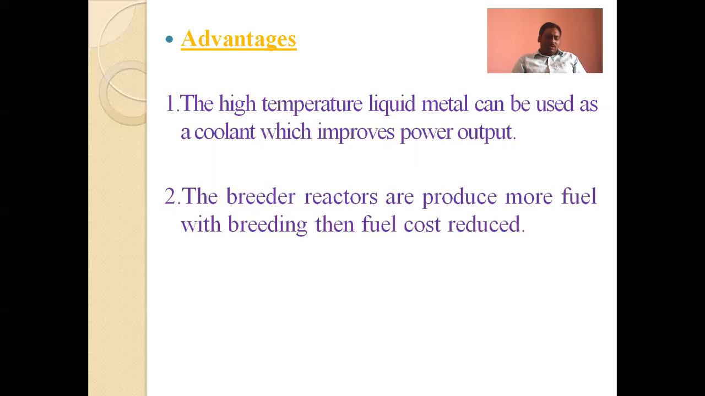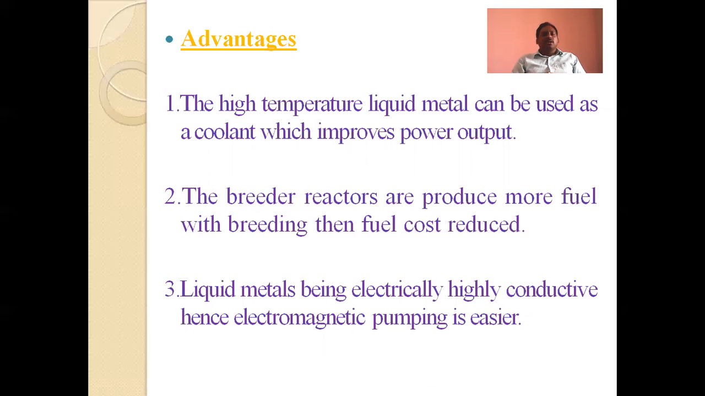Next, we are using breeding action in breeder reactors. That's why more fuel is produced, and the cost of fuel can be reduced. That is one of the main advantages of breeder reactors. Finally, liquid metals are electrically highly conductive, because liquids have more conductivity. That conductivity is helpful for electromagnetic pumping. Because conductivity is more, magnetic strength is more. That's why pumping is easier.